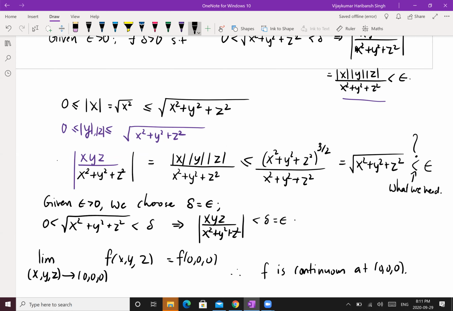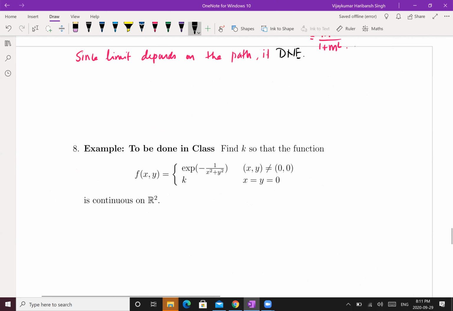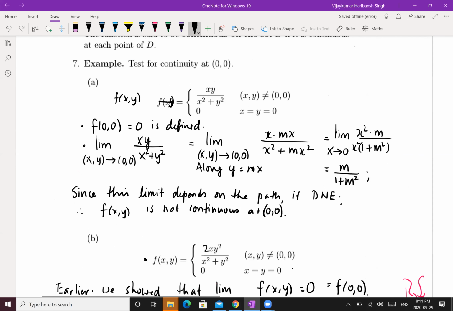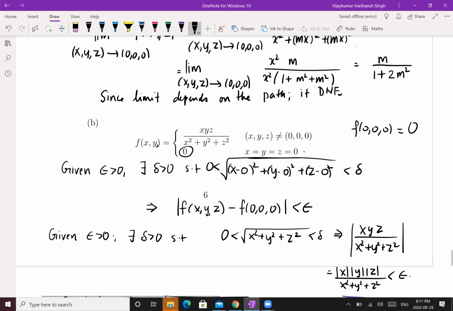Okay, so this is using the definition. However, our interest lies mostly in either taking a path to prove that the limit does not exist, or using the squeeze theorem to show that the limit exists and is equal to 0.